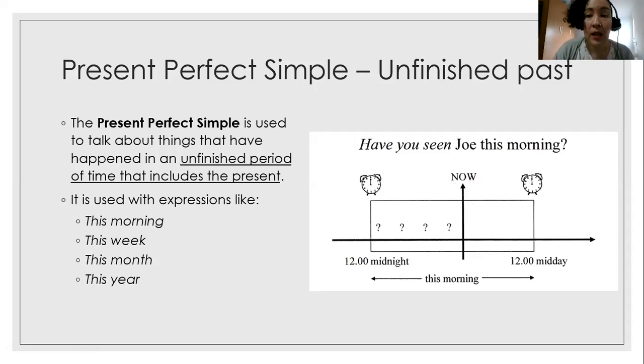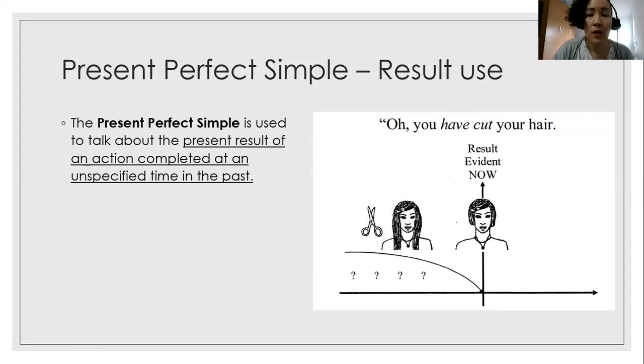And then let's look at another use. Another use is the result use, okay? So present perfect simple is used to talk about the present result of an action completed at an unspecified time in the past. This means that you can see that something has changed about a person, but you don't know exactly when that change happened. You know it must be in the recent past.